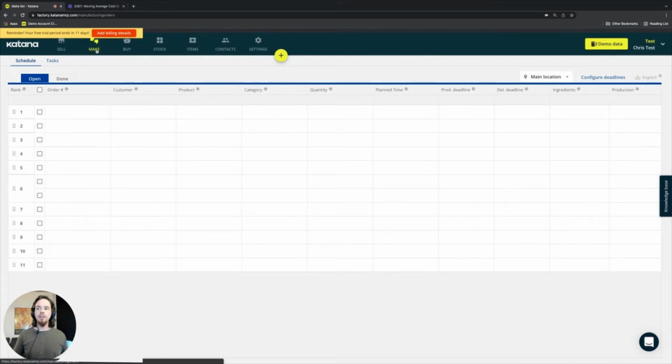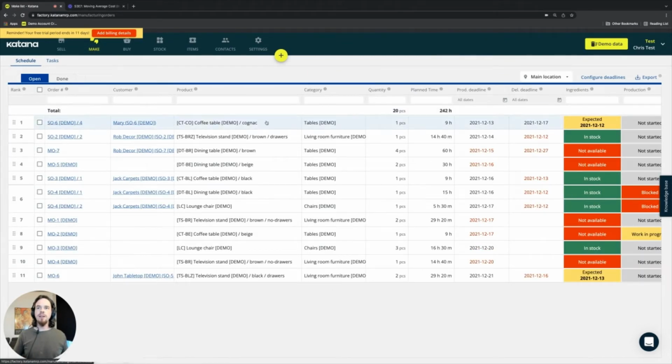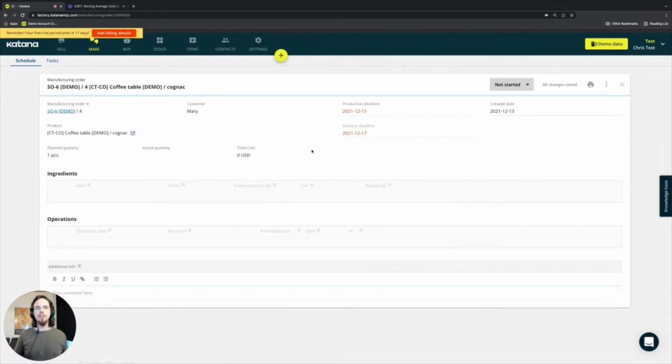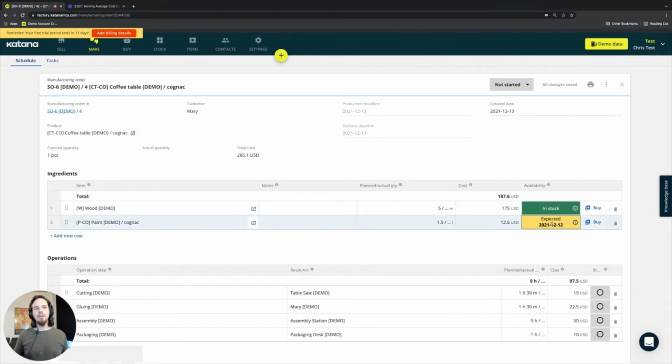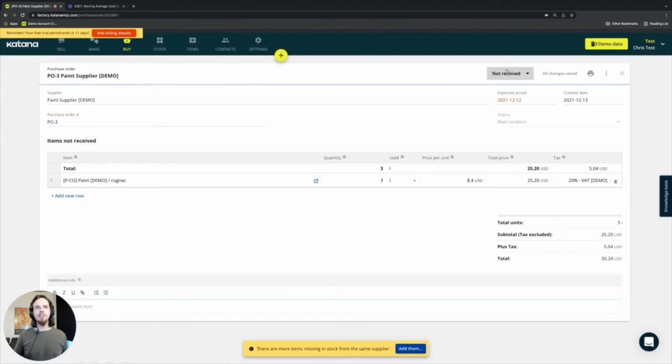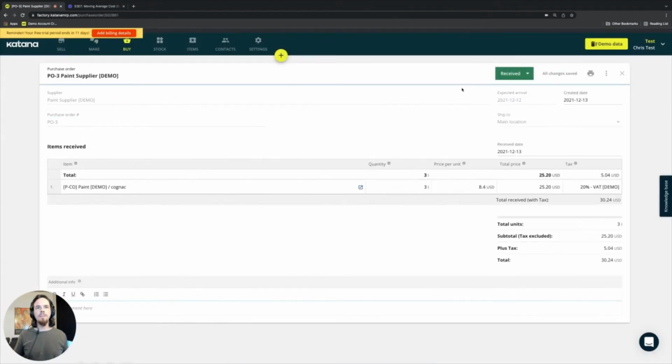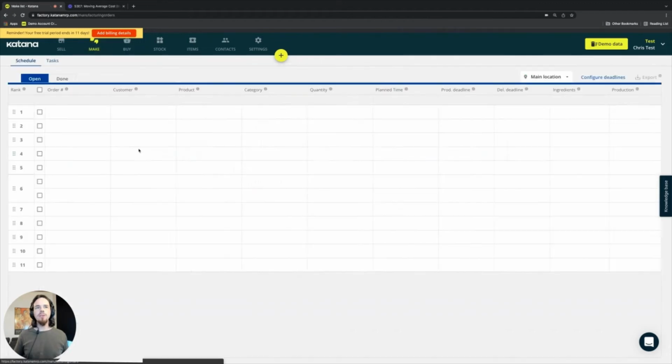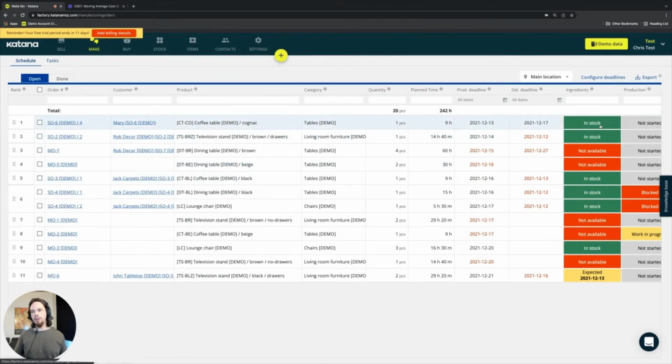On the make screen, we do have an existing manufacturing order presently open. I need to accept a purchase order real fast so we can get that item in. So let's go ahead and do that real fast. And I think we should be good now. Okay, perfect. Now we have the ingredients in stock.